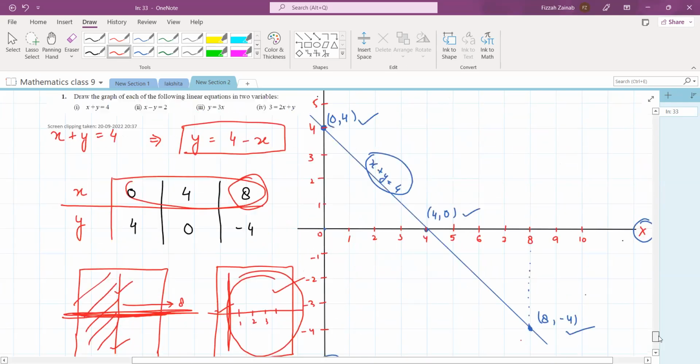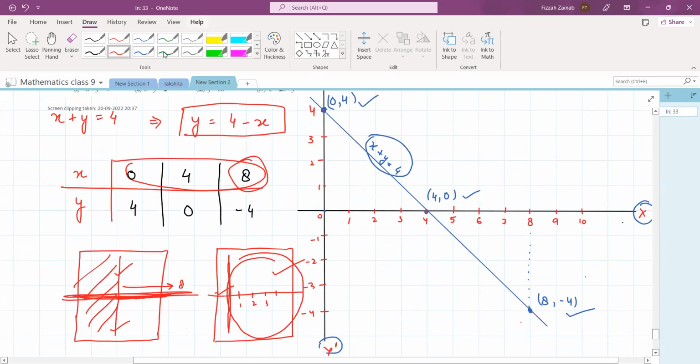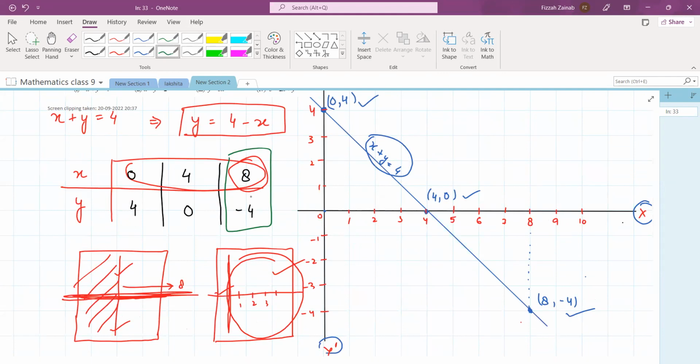I hope this is clear, right? Yes, ma'am. So in this case, this particular point, 8 and -4, where was it falling? It was falling in the fourth quadrant, where x is positive and y is negative, right? So that means you need a fourth quadrant also on your graph paper. And as you can see, it is falling in the fourth quadrant.